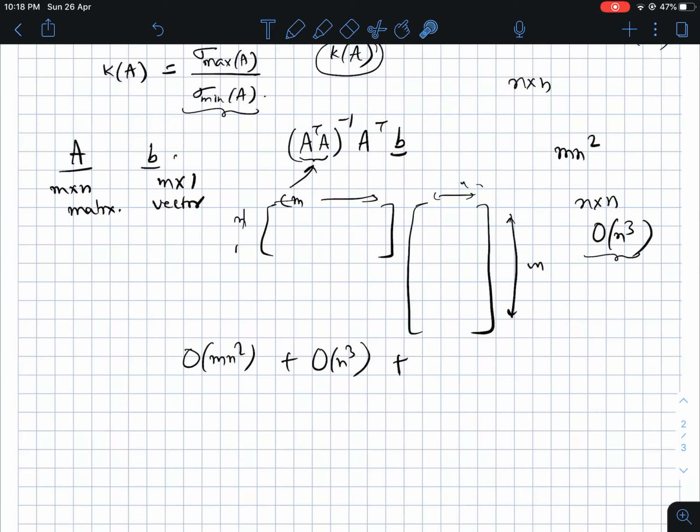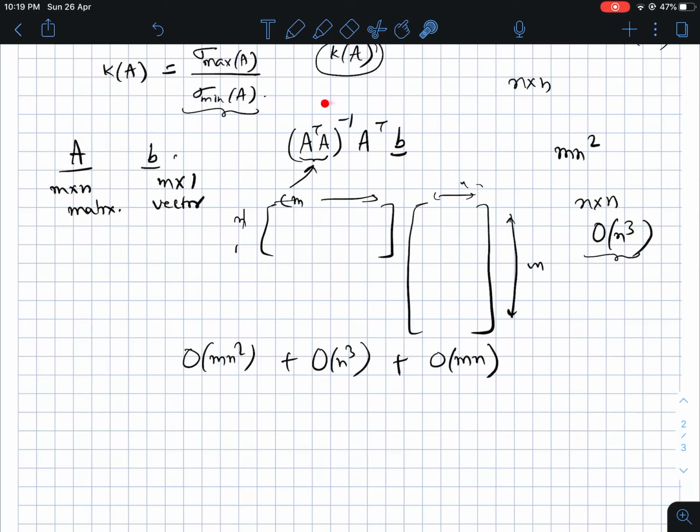Now taking B, multiplying it with A transpose, this quantity over here, finding this product will take how much? Remember, B is an M cross 1 vector and A transpose is very similar to this, right? So A transpose times B is going to take you order M N. Get back to me if you have any questions on this. So that gives you this vector, which is going to be an N cross 1 vector.